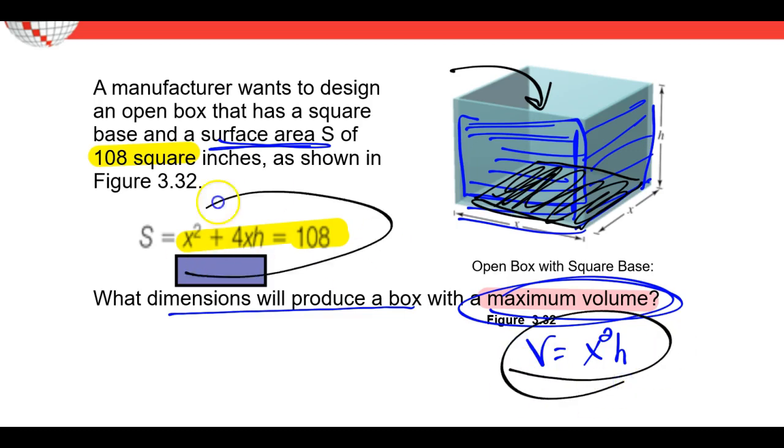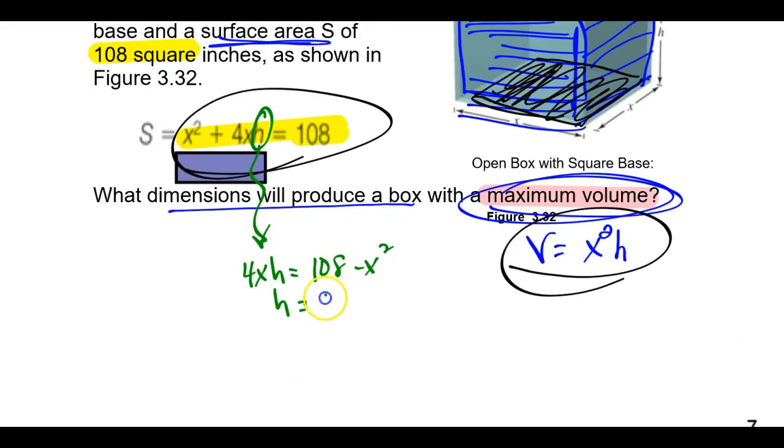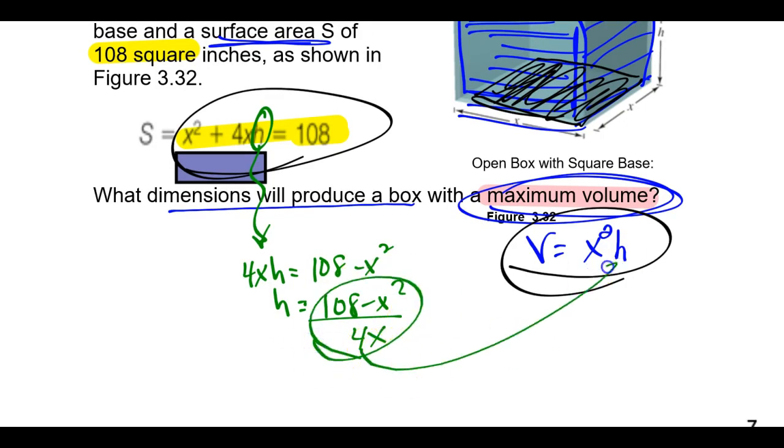So I've got the two equations. Now I'm ready for the substitution. And in order to substitute, we need to solve for one variable and plug in the other. There's multiple ways to do this, but maybe the easiest way is to solve for this h here. So I'll say 4xh is equal to 108 minus x squared, and h is equal to 108 minus x squared over 4x, and that is going to be plugged in right there.